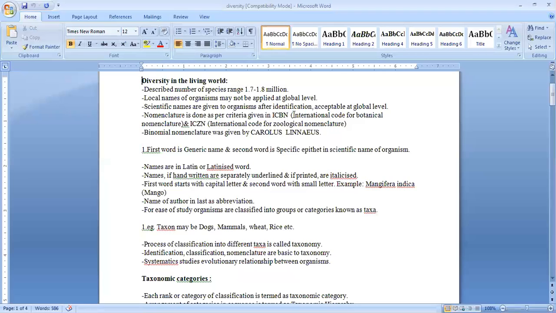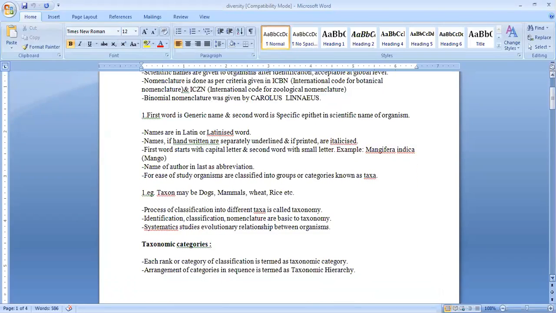What is ICBN? It is International Code for Botanical Nomenclature, and ICZN, that is International Code for Zoological Nomenclature. Now, this binomial nomenclature was given by Carolus Linnaeus. Whenever we say the scientific name, the first part is the generic name, and the second part is the specific epithet, which is attached later. Another point is that all these names are written in Latin.